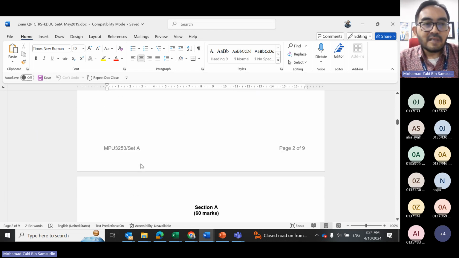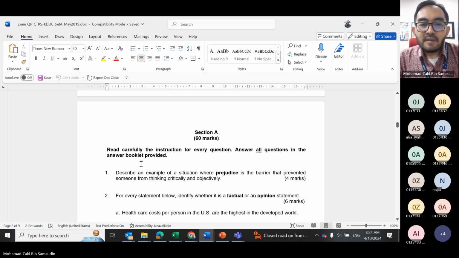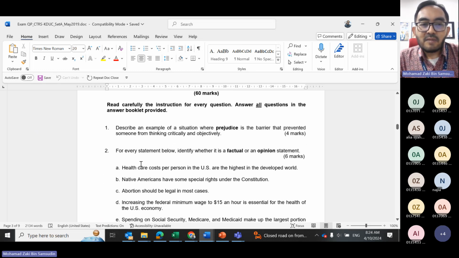Okay, mari kita lihat. Soalan pertama di sini. Describe an example of a situation where prejudice is the barrier that prevented someone from thinking critically and objectively. So this can be anything lah.